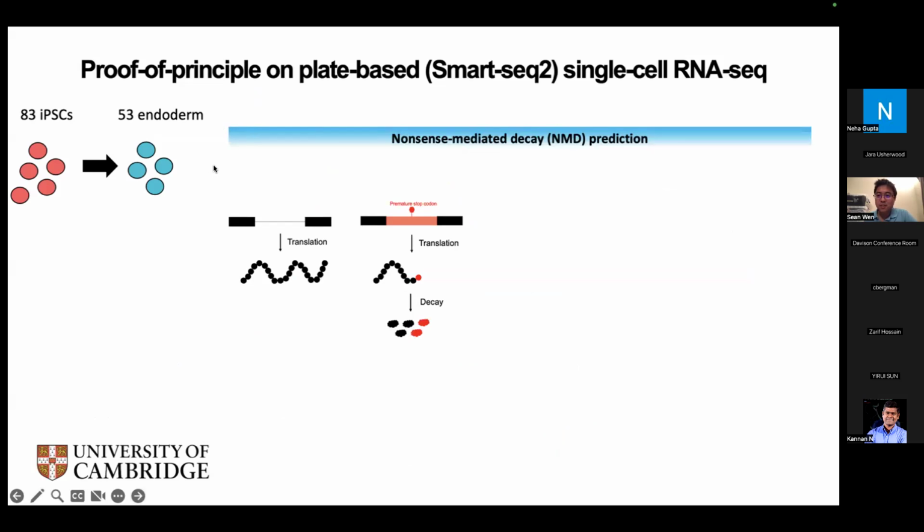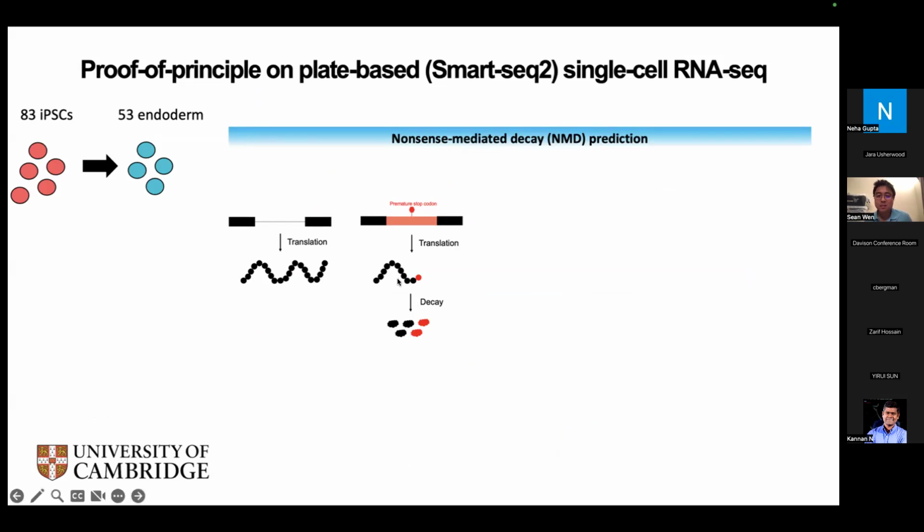And so all this is nice, to have a list of splicing events that are differentially expressed. But ultimately, we want to ask ourselves, what does all this mean? What is the consequence, or what is one of the consequences of a differentially spliced gene? One of the consequences is nonsense-mediated decay.